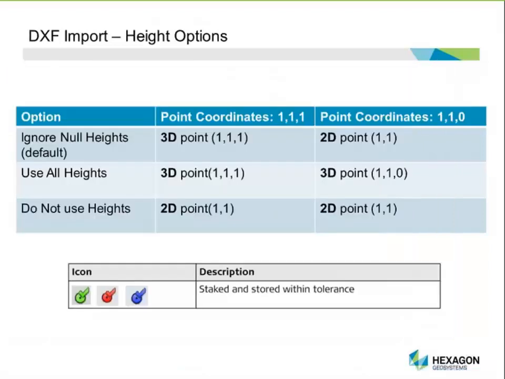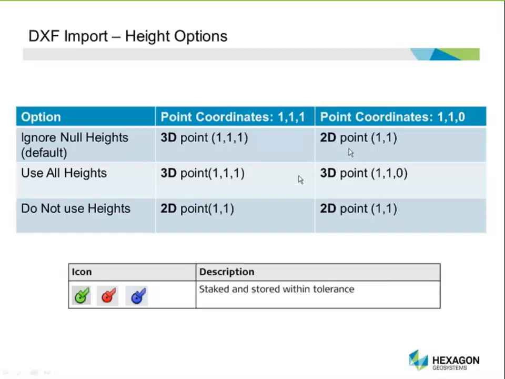Across the top, you've got 2 different options. You've got points which do have a real height assigned to them upon import, and then points that just have this null height, this 0 that's applied as a default when the DXF is produced. Some files might have a bit of both, but the default option is to ignore null height. So you can see how the point would be imported with either a real height in the first column or a null height in the final column. For the final column, the null height is ignored, and a 2D point is imported.